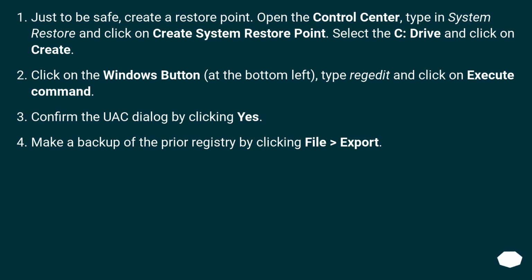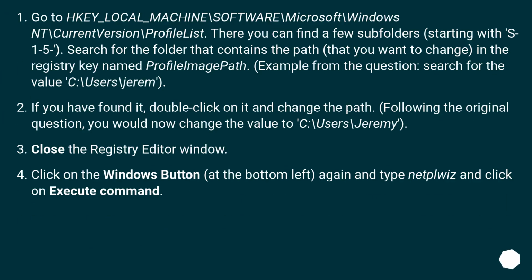Click on the Windows button, at the bottom left, type regedit and click on Execute Command. Confirm the UAC dialog by clicking Yes. Make a backup of the prior registry by clicking File > Export. Go to HKEY_LOCAL_MACHINE/SOFTWARE/Microsoft/Windows NT/CurrentVersion/ProfileList. There you can find a few subfolders, starting with S-1-5.